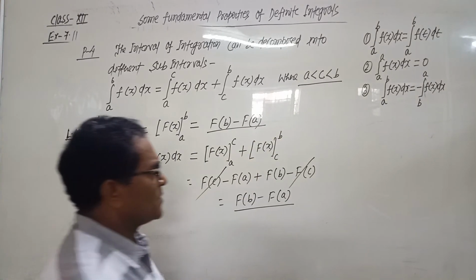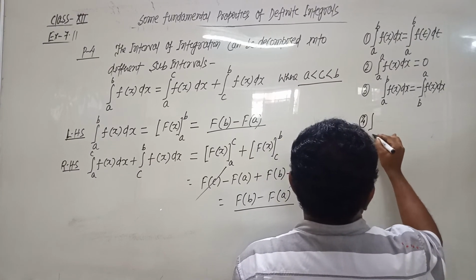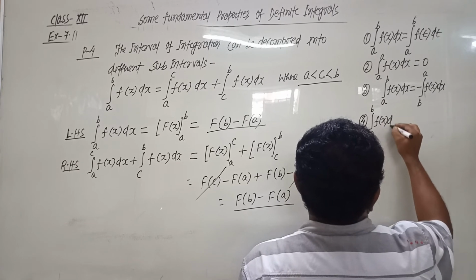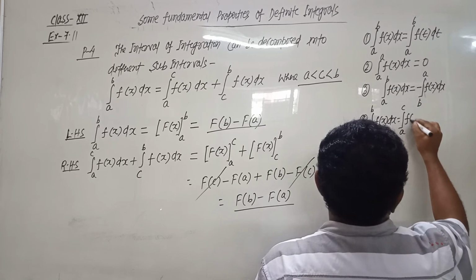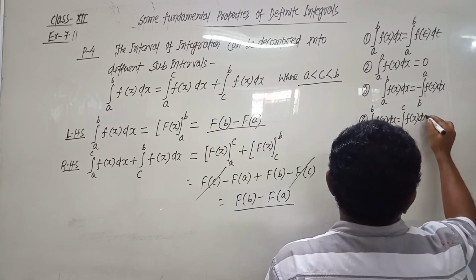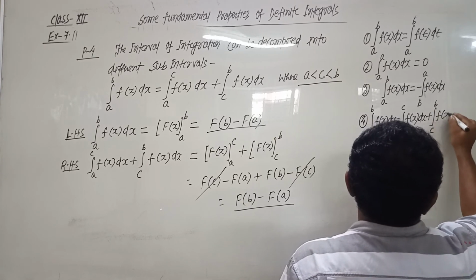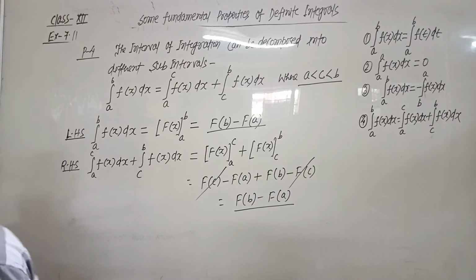So the fourth property is integration a to b f(x) dx is equal to integration a to c f(x) dx plus integration c to b f(x) dx. This is the fourth property. Let us see an example based on this property.